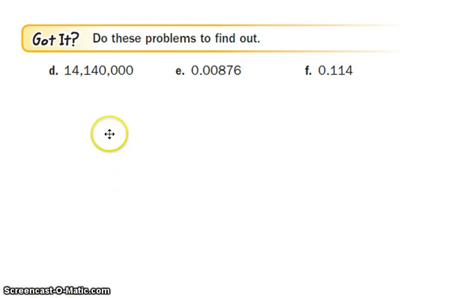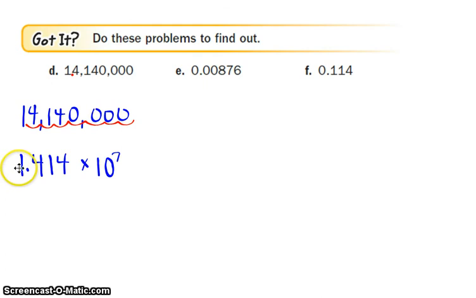Alright, let's put these numbers in scientific notation. Okay. Our decimal point has to go right here, so that we have a single digit here. So how many places do we have to move it? 1, 2, 3, 4, 5, 6, 7. So we should have our final answer being 1.414 times 10 to the 7th. Okay, and notice I don't stick those zeros on the end over here.